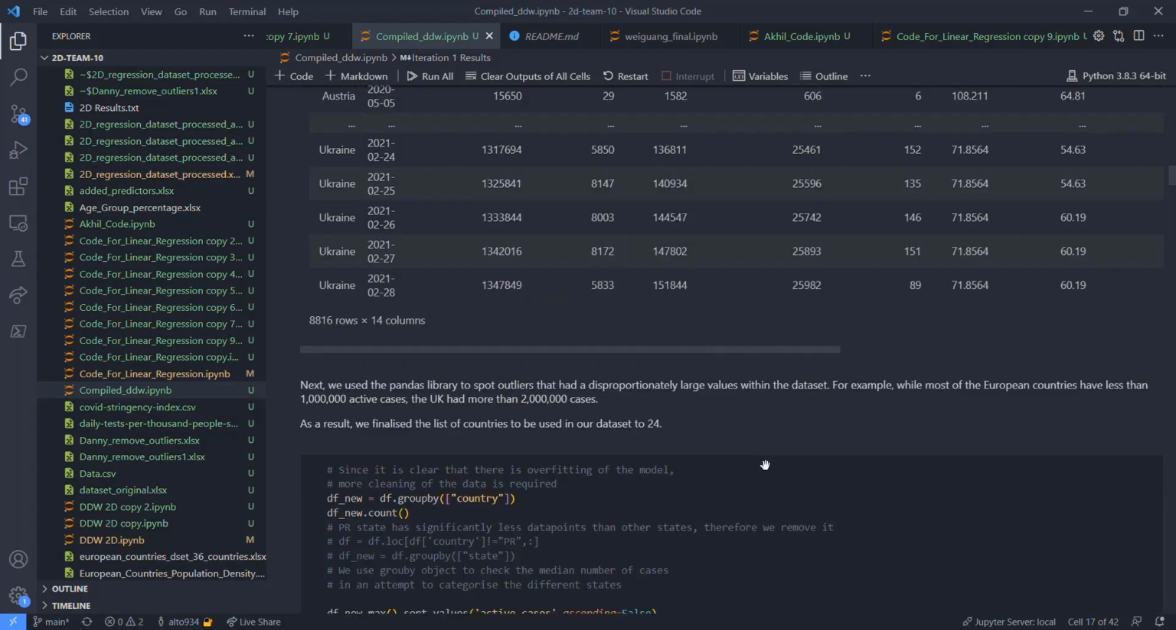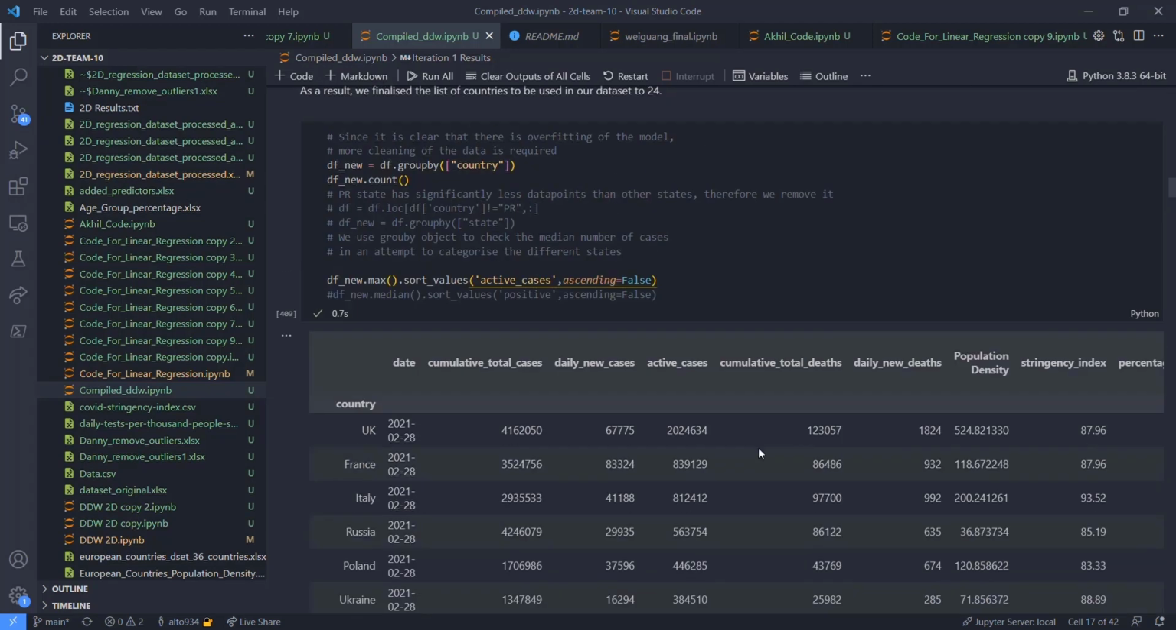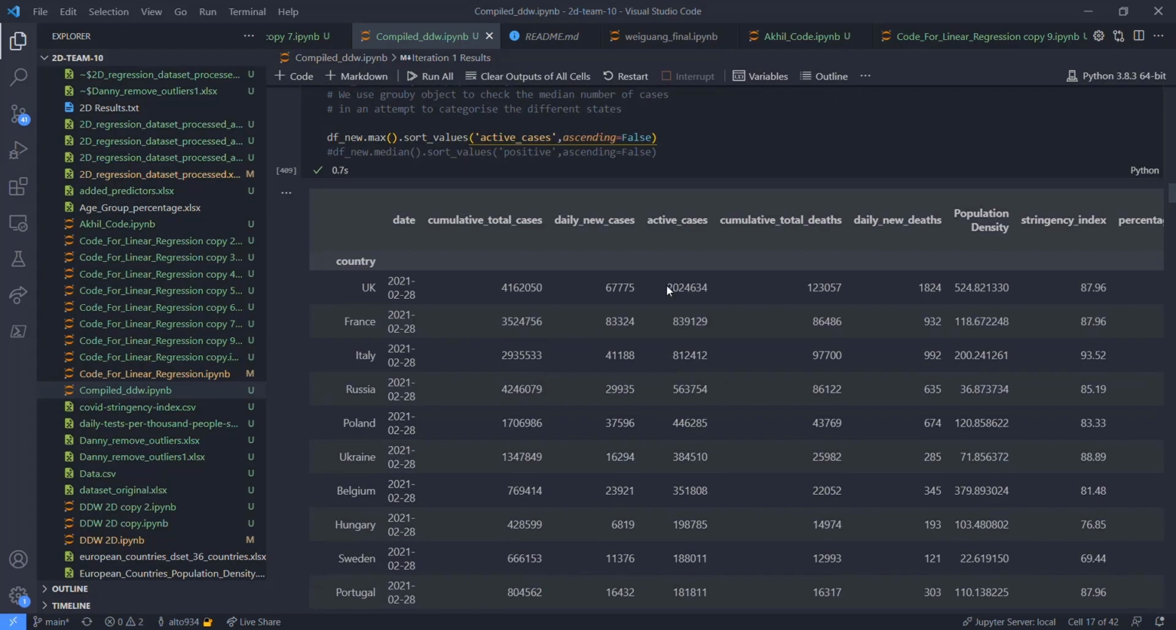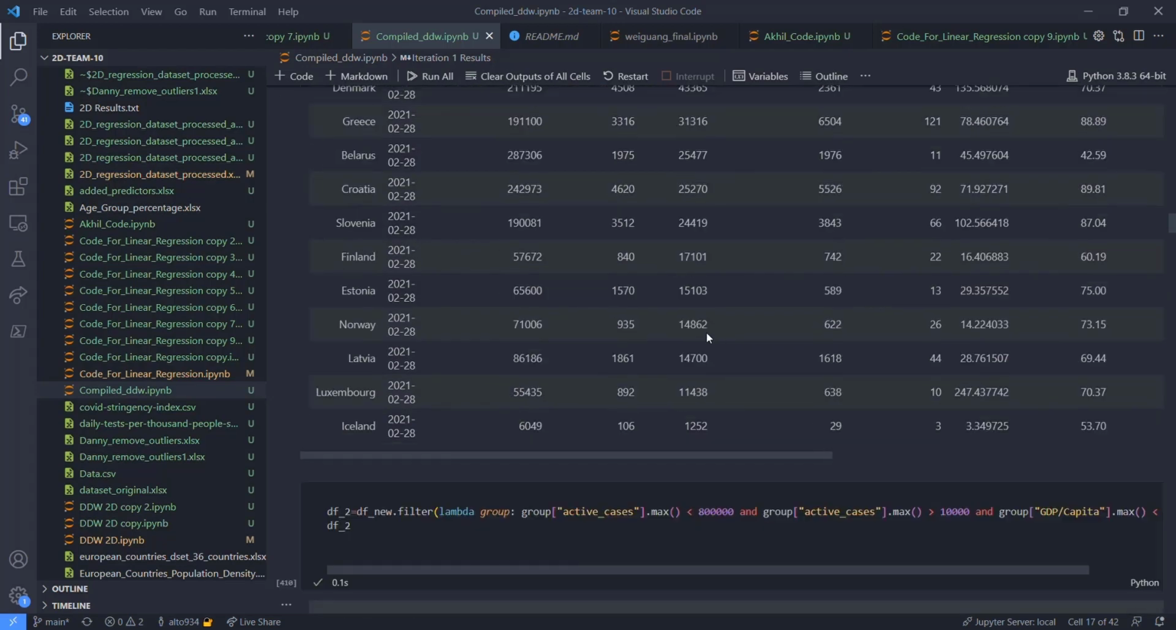Next, we used the pandas library to spot outliers that had disproportionately large values within the dataset. We used the group by function in which we grouped the data according to the country and then sorted the values in ascending order so that we could find the maximum and minimum. Over here, we can see that the UK had 2 million active cases, whereas Iceland had 1,252 active cases, which are disproportionately large and low respectively, and thus were deemed to be outliers. We use this filter function to remove these outliers.